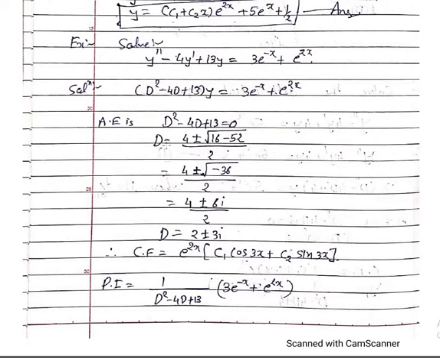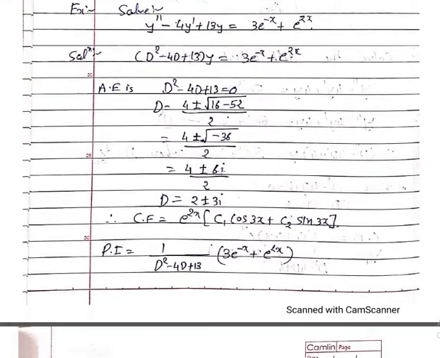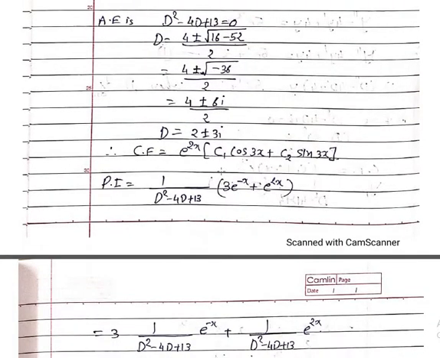Using the formula, D = (−b ± √(b² − 4ac)) / 2a. That is (4 ± √(16 − 52)) / 2, which gives 4 ± √(−36) over 2. The square root of −36 is 6i, and that gives you D = 2 ± 3i.